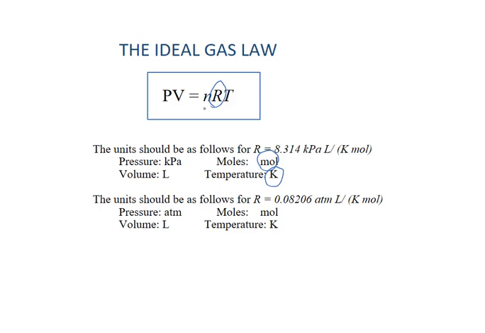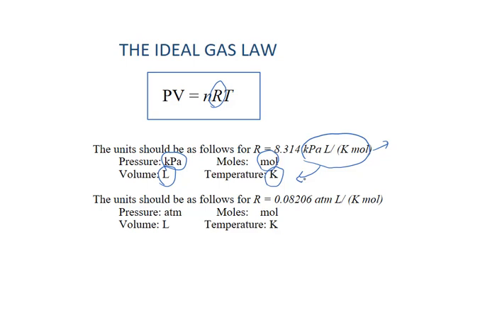Now, when we're using the ideal gas law, we're going to need to make sure that our volume is always in liters. And when we use the value of 8.314 in our ideal gas law, our pressure will need to be reported in kilopascals. So this R value that we solved for previously is 8.314, and you can see that the units of R need to match the units of all of the other variables in the equation.